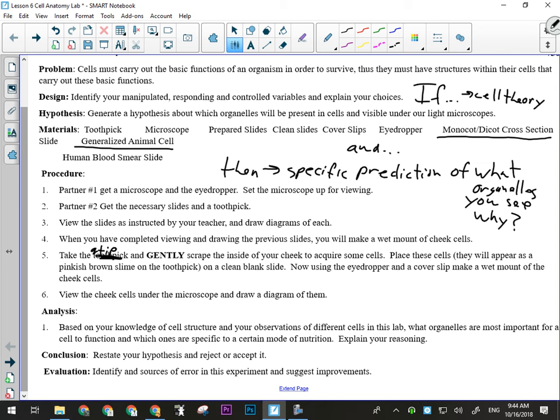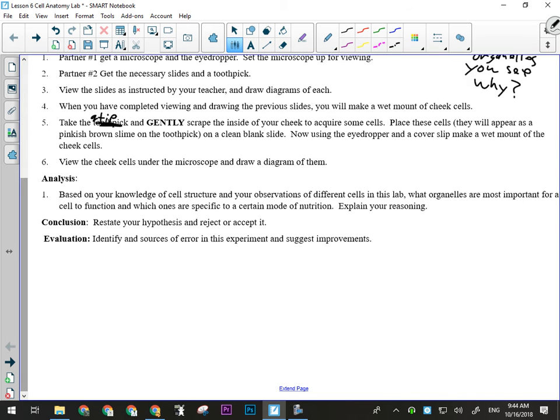All right, then for our analysis here, there's only one analysis question, guys. That said, I'm going to want a lot of information here. Probably a couple of short paragraphs for this single analysis question. Based on your knowledge of cell structure and your observations of the cells in this lab, what organelles are most important for a cell to function? And which ones are specific to a certain mode of nutrition? Explain your reasoning. So probably one paragraph would be about what organelles are most important, why, did you see them, where did you see them, that kind of thing.